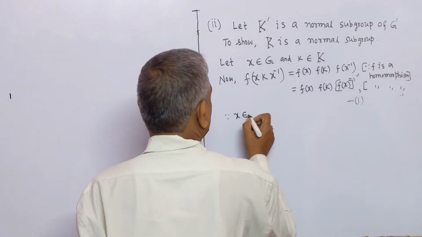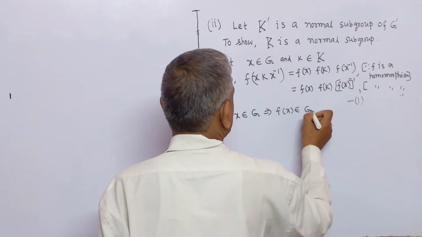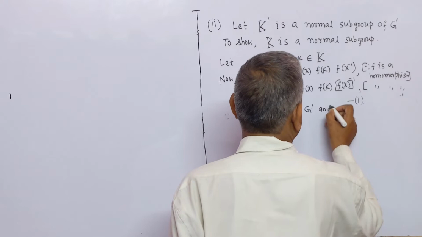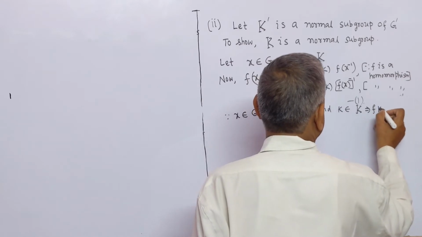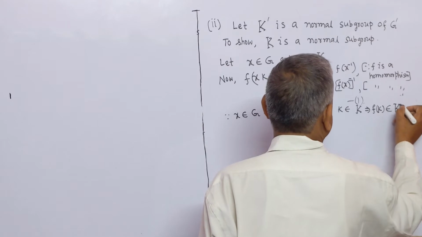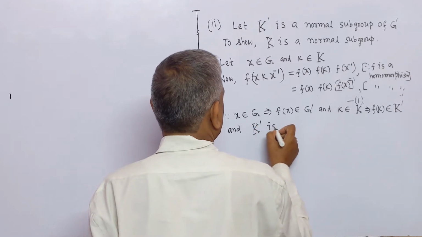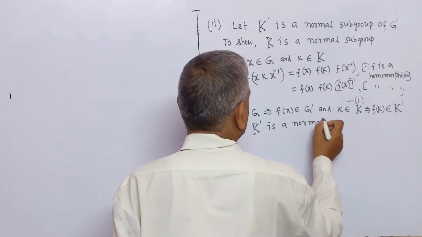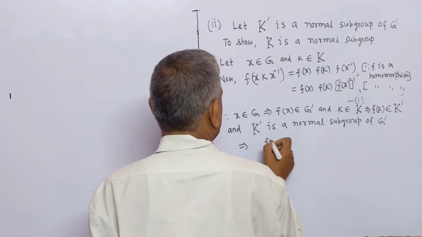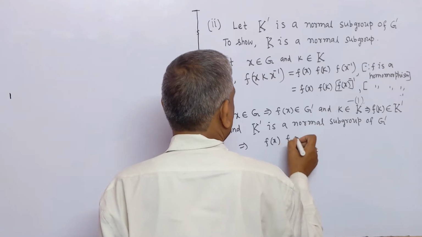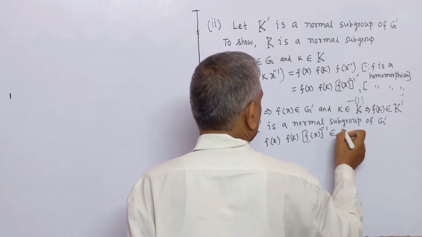Since x belongs to G, it implies that f(x) belongs to G', and k belongs to subgroup K, it implies that f(k) belongs to subgroup K', and K' is a normal subgroup of G'. This implies that f(x) f(k) (f(x)) whole inverse belongs to K'.